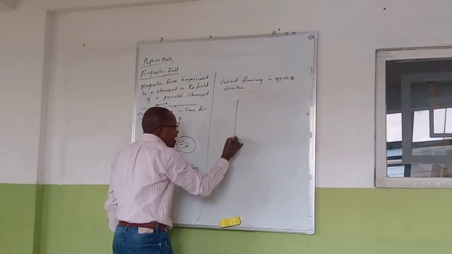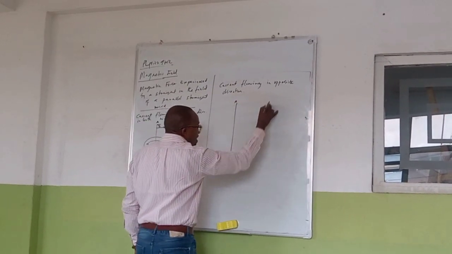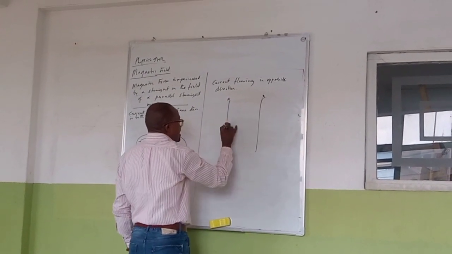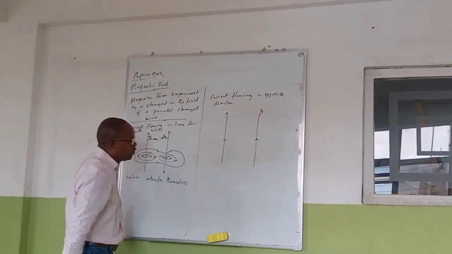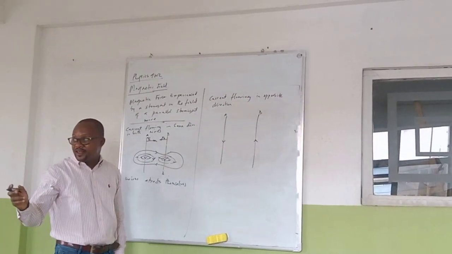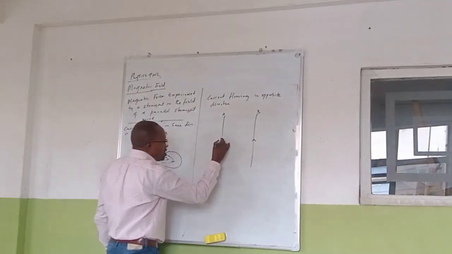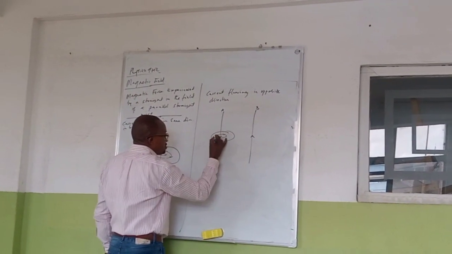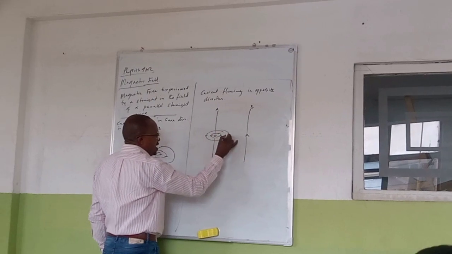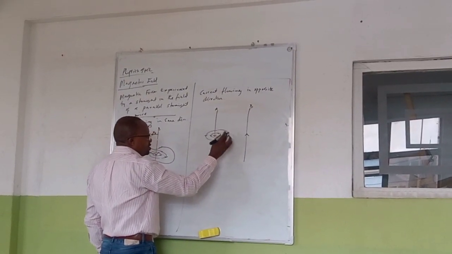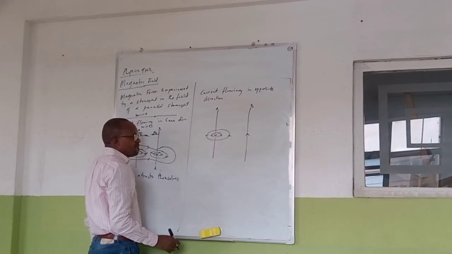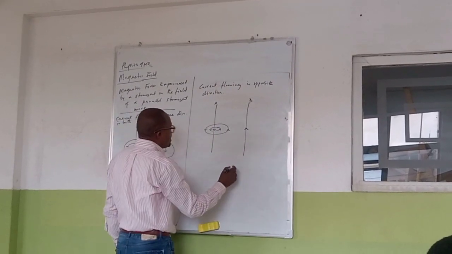So let's say this is wire A now and this is wire B. Daniel, the current in wire A is moving down. What is the direction of the magnetic field around wire A? It's clockwise. Elizabeth, what is the direction of the magnetic field around wire B? Anti-clockwise.